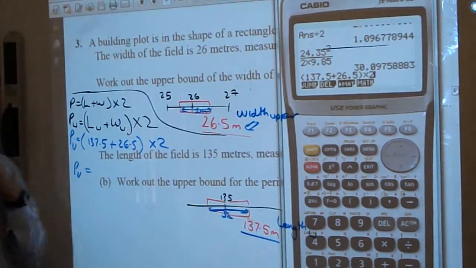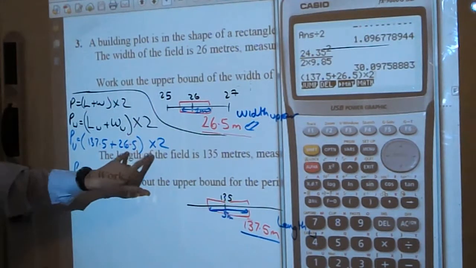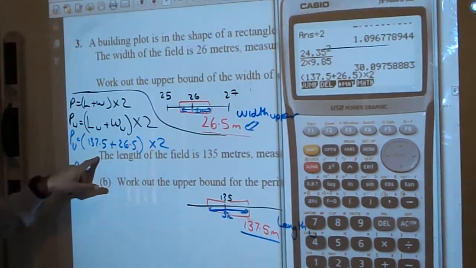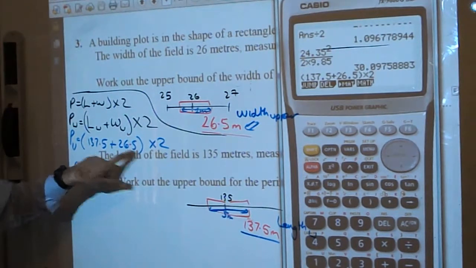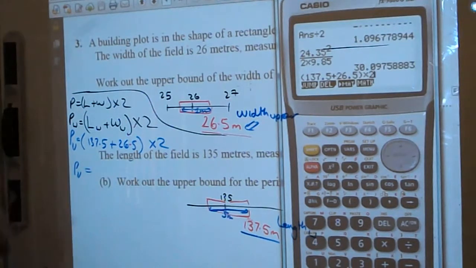What happens if you don't put the brackets in your calculation on the calculator? Will you get the same answer? No, because the calculator will do the times part first and then add it. It will do it in the wrong order. It won't add these two parts first and then multiply by 2. It will do the times part of the calculation first and then add, because you didn't put brackets.